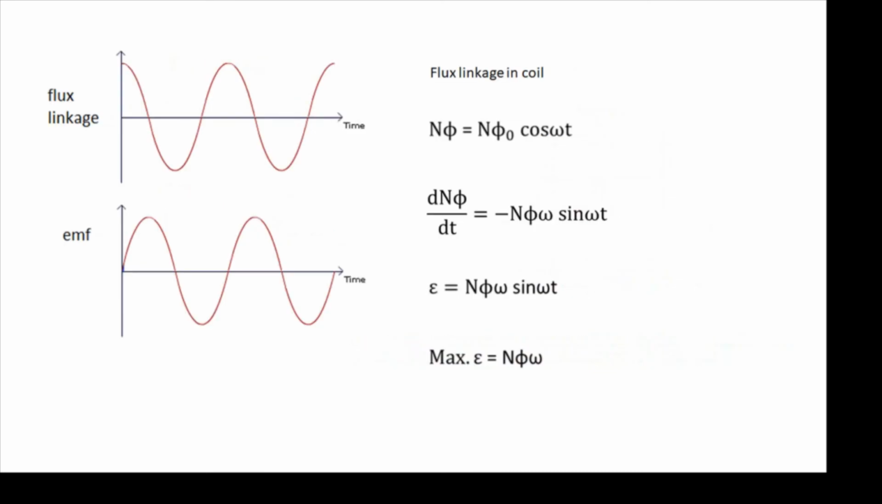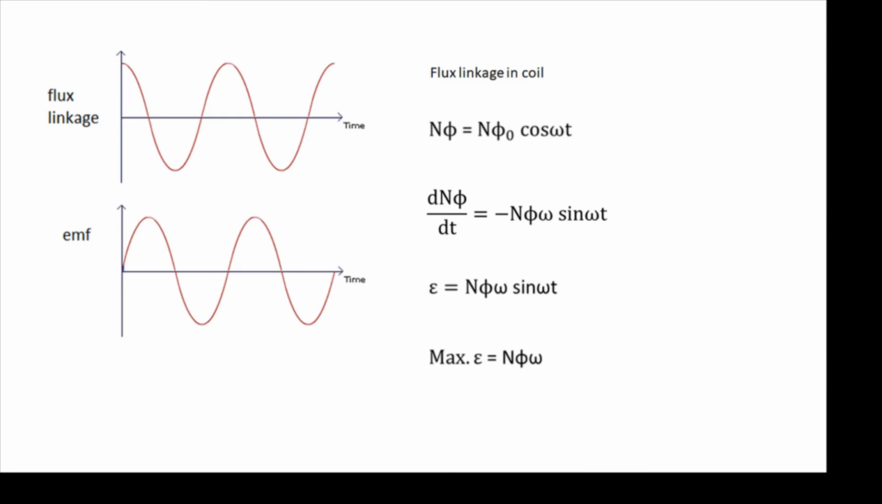This is important. The first graph is flux linkage. That's the amount of flux going through the coil, and I've drawn it as a cosine. Flux linkage in the coil, and as it's a cosine, I can write NΦ equals NΦ₀ cos ωt. Φ₀ being the maximum. So the amount of flux at any time, NΦ equals NΦ₀ cos ωt, where ω is the angular velocity, 2πf.